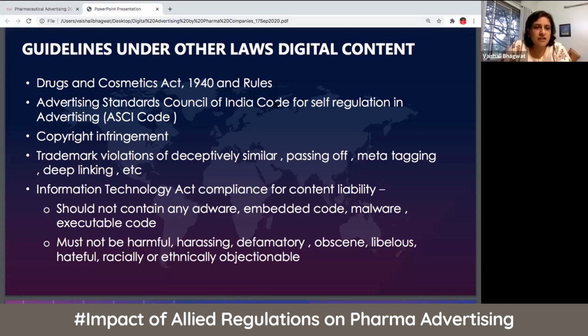Similarly, for trademark violations, deceptively similar and passing off, we've already seen, but we see a lot of digital content being misused for meta tagging and deep linking, which are trademark violations, where it is mostly to do with how to deal with your competitor, or how to get the better of your competitor by meta tagging. So these are things that one needs to be at least aware of, and ensure that the people who are designing these ads are not engaging in these practices, which will eventually lead to a liability.